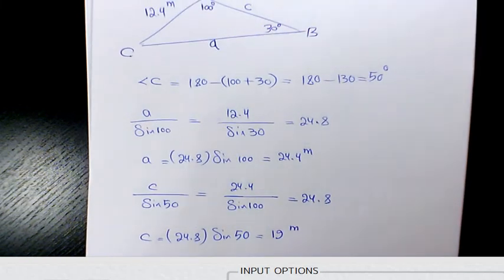That's how we use sine law in order to find out missing angles and missing sides.